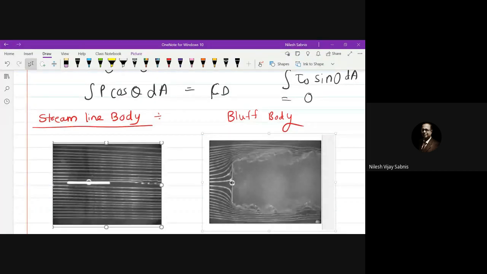The flow is separated from the surface of the body much ahead of the trailing edge, which results in a very large wake formation zone. Here you can see, everywhere wakes are generated. Eddies are formed. Here the drag due to pressure is very large as compared to the drag due to friction.